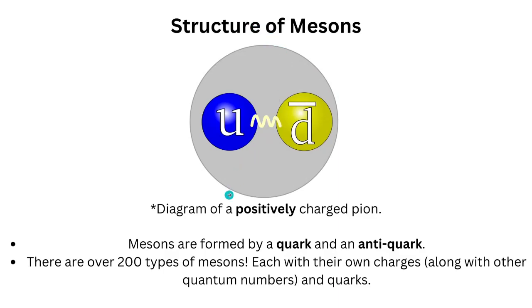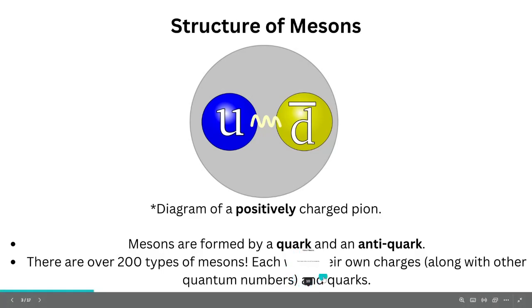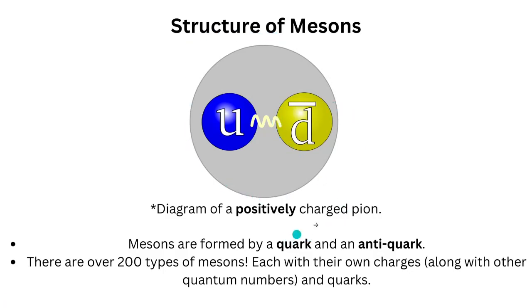Structure of mesons. A meson is basically formed by a quark and an anti-quark. There are over 200 types of mesons, each with their own charges and quantum numbers, as well as their quarks. This is an example of a meson. It's a positively charged pion.